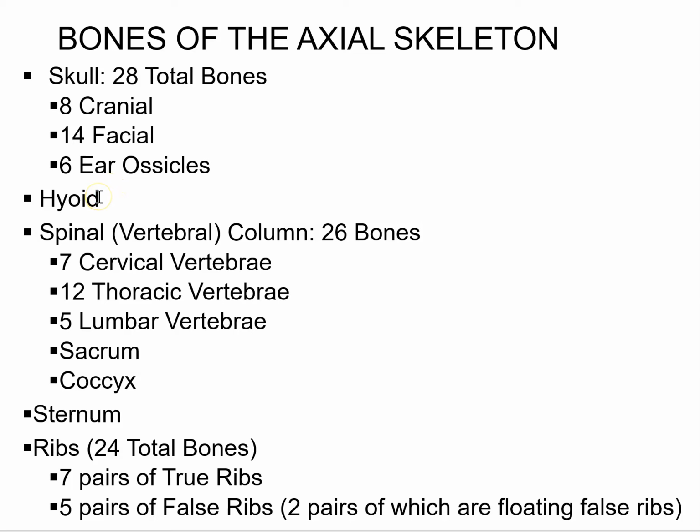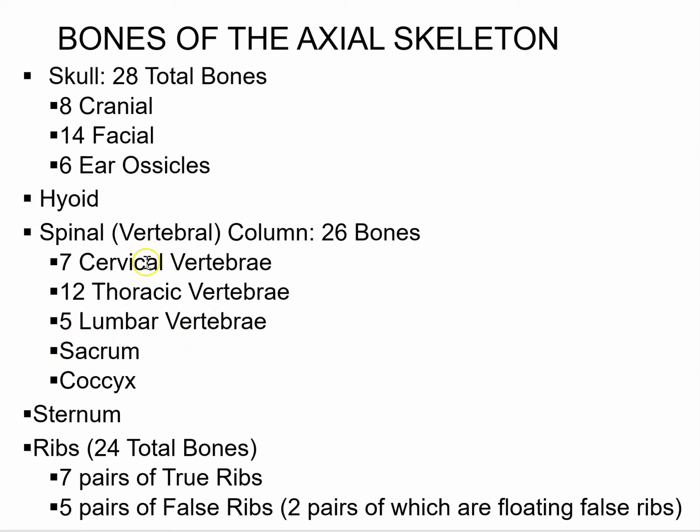We also have a hyoid bone. The hyoid bone is going to assist us with eating and moving our tongue and speech. The spinal or vertebral column consists of 26 bones, not just the bones that we might refer to as vertebrae, but there are some fused vertebrae at the end of the spinal column.